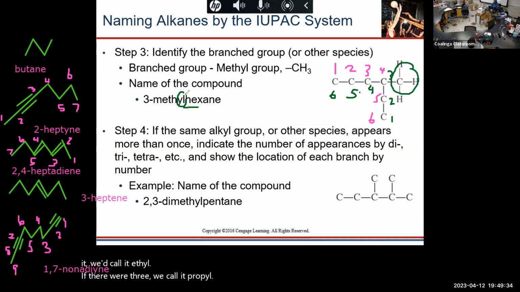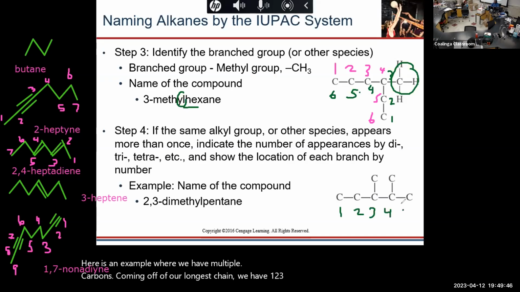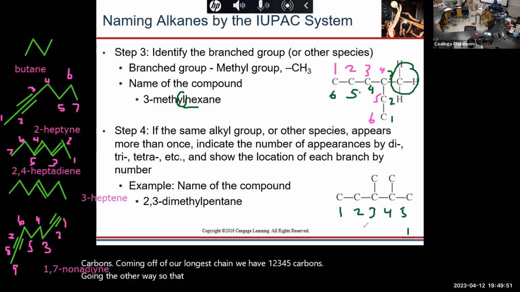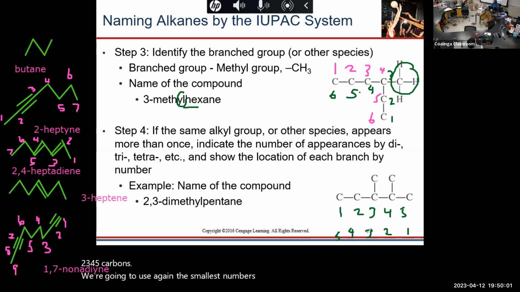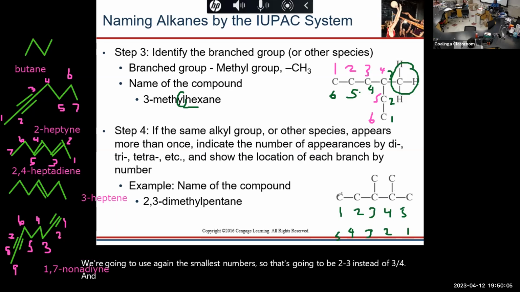Okay. Now here's an example where we have multiple carbons coming off of our longest chain. We have 1, 2, 3, 4, 5 carbons. Going the other way, that's 1, 2, 3, 4, 5 carbons. We're going to use, again, the smallest numbers. So that's going to be 2, 3 instead of 3, 4. And this is 5. So what is the prefix for 5?